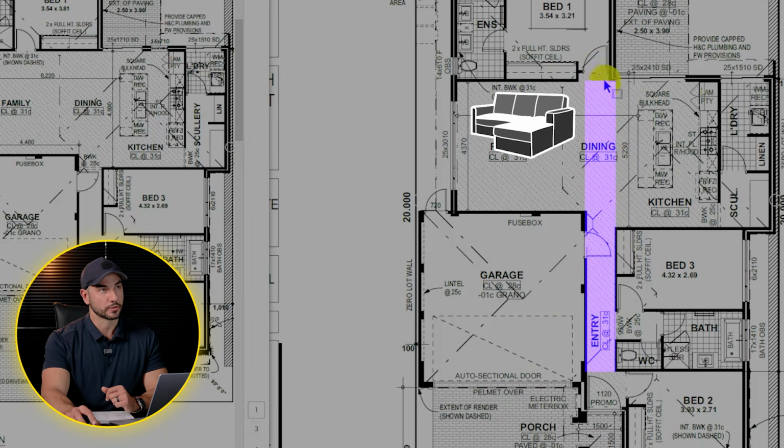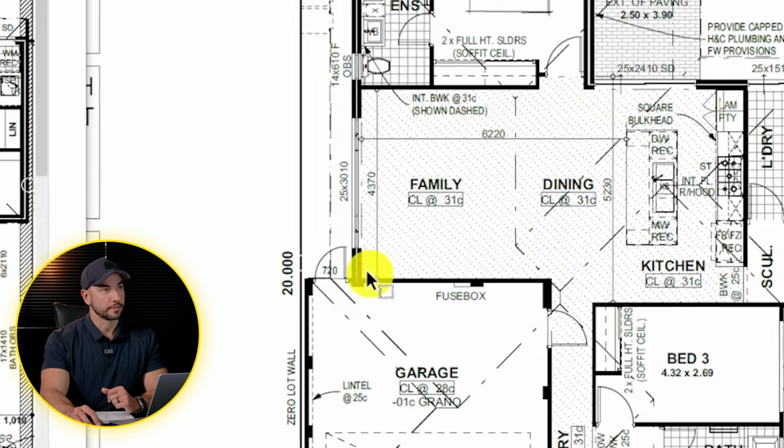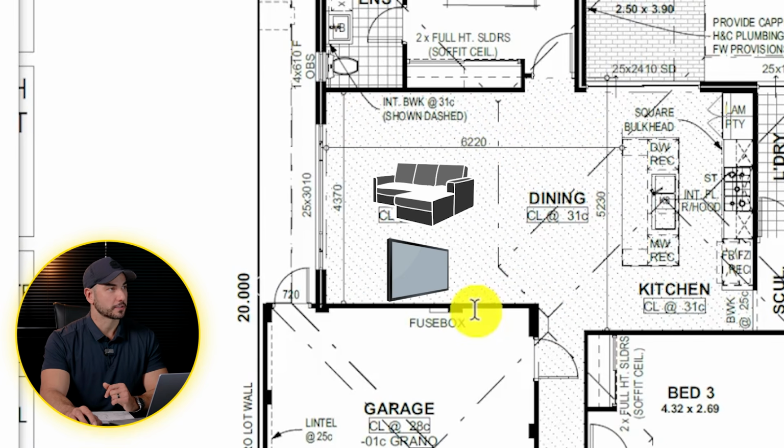We can use it to walk to the bedroom. We can use it to walk to the alfresco sliding door. It's a multi-purpose channel of passage. Couch can go here, TV can go here, much more functional use of space. So that's the first change.